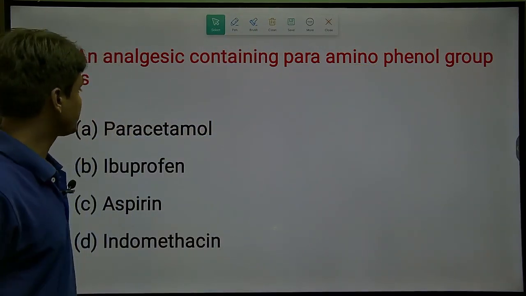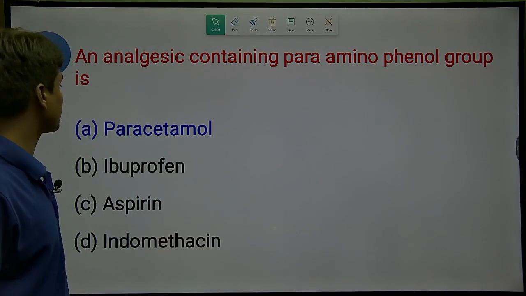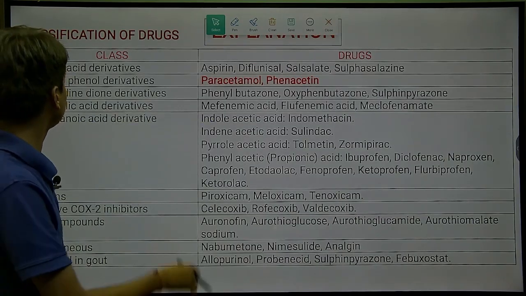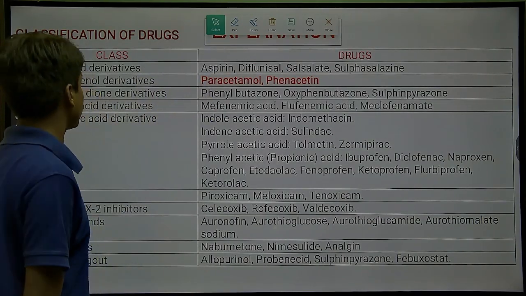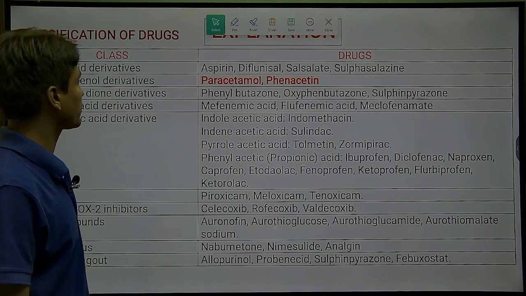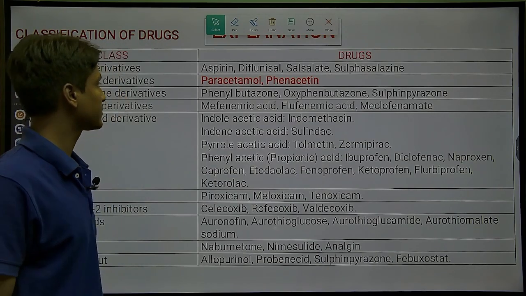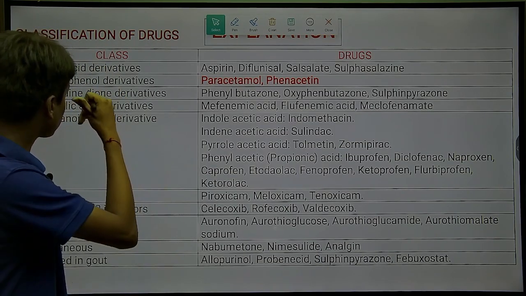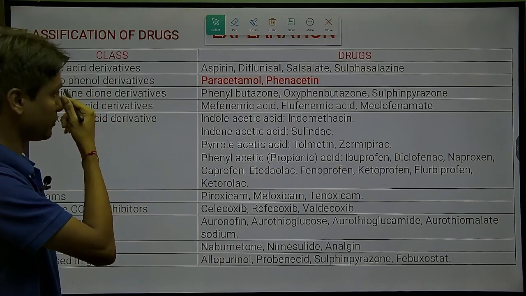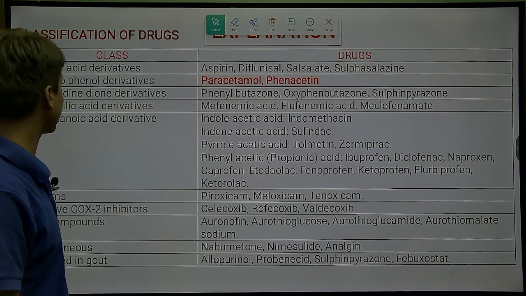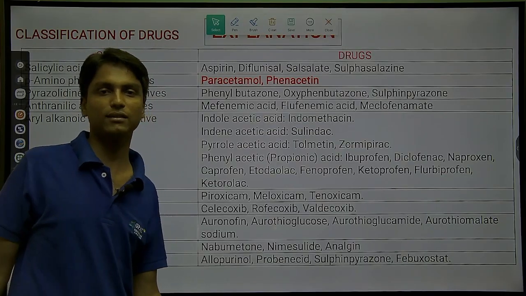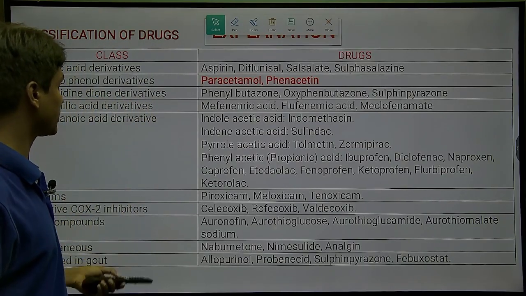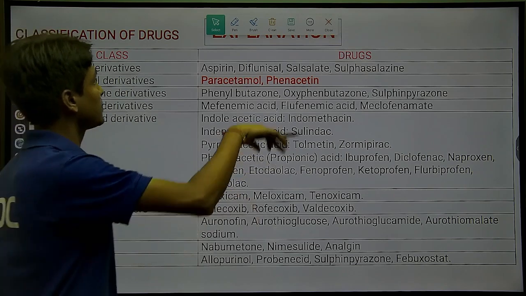Next, the answer for this one is paracetamol. Salicylic acid derivatives include aspirin, salicylate, and sulfasalazine. Para-aminophenol derivatives are paracetamol and phenacetin. Pyrazolidinedione derivative: phenylbutazone. Anthranilic acid derivatives: mefenamic acid, meclofenamate, like that. These drugs might be mentioned under NSAIDs.